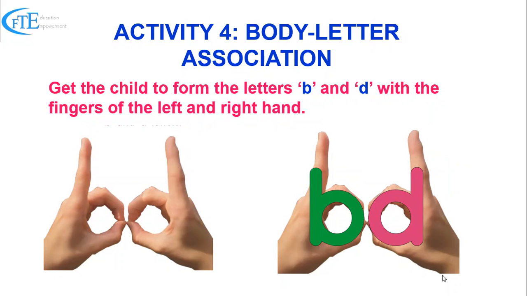Activity 4: Body letter association. Get the child to form the letters B and D with the fingers of the left and right hand. Again, make the child place the hand on a table and then place cutouts of B and D on the fingers. Again, the child will be able to relate the two letters with the fingers. So, fingers of the left hand, B, fingers of the right hand, D.